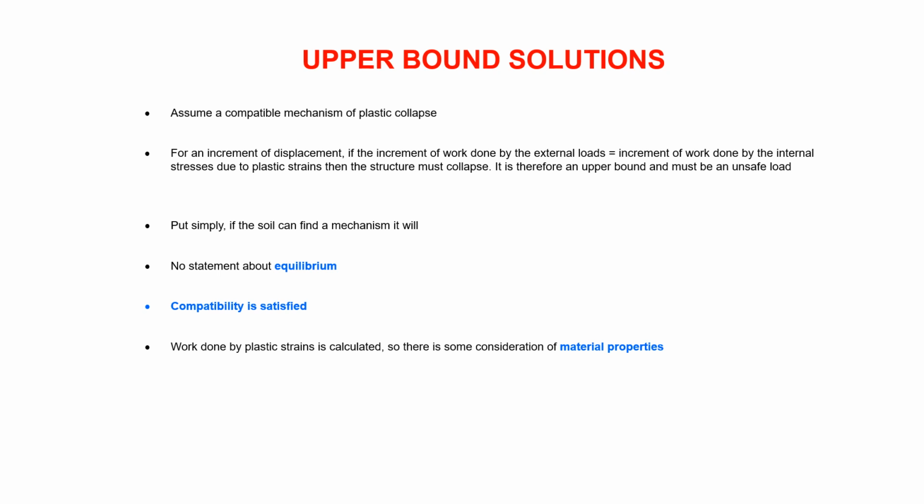In this method, the upper bound method, there is no statement about equilibrium. We don't consider equilibrium. The whole thing may not be in equilibrium. We don't care. The only thing we really care about is compatibility, and we will spend all our time with a rigorous check on compatibility. We will be doing calculations of work done by the plastic strains, so we are considering the material properties, if only in a simplistic sort of way.